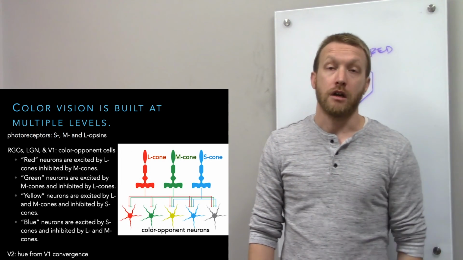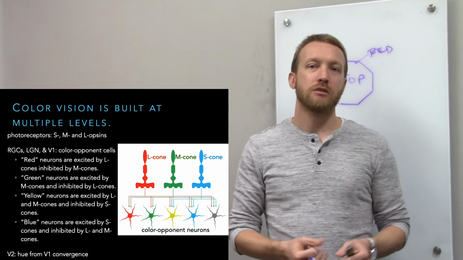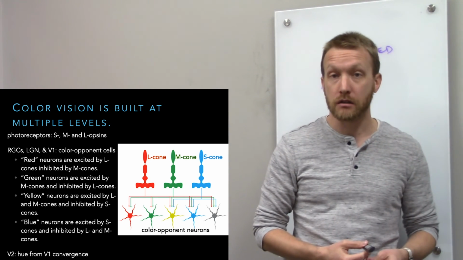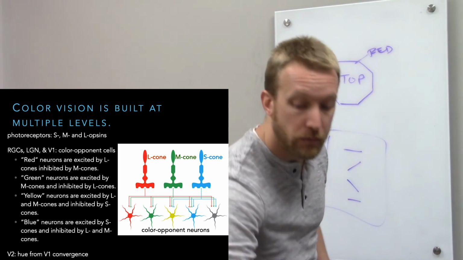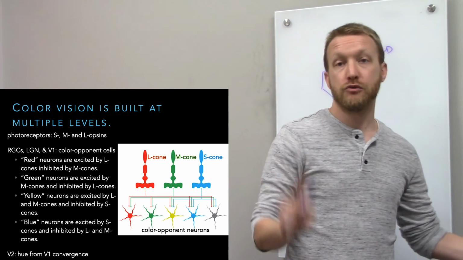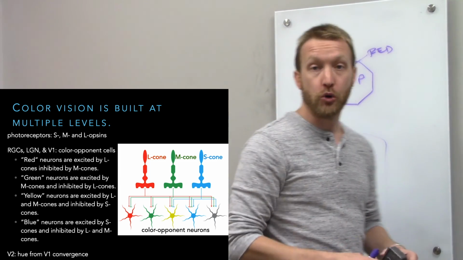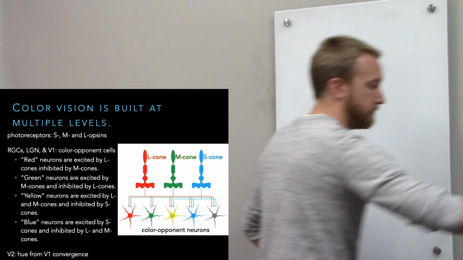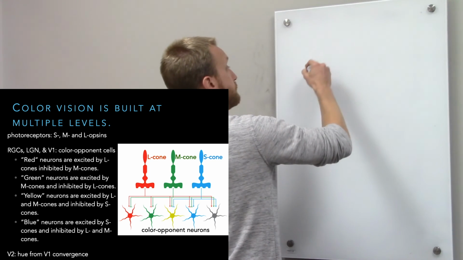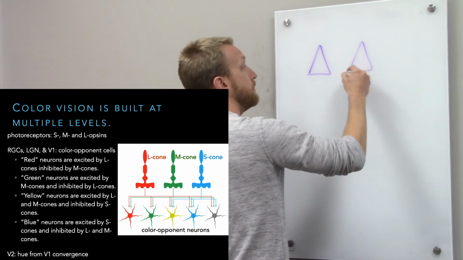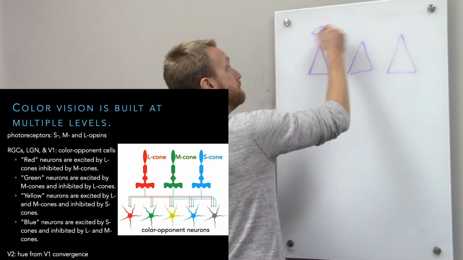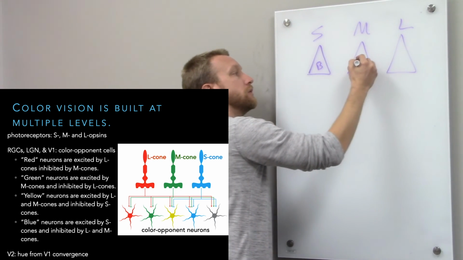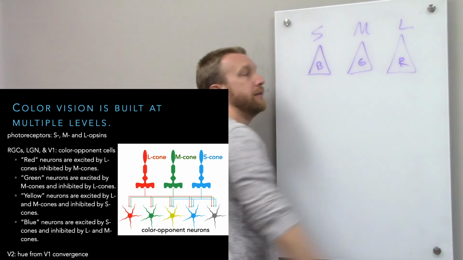We also need to figure out color. This is partly done in the retina, but not that much. We do have some color opponent cells. Color opponent meaning that two colors actually oppose one another. Okay, so we got three cones, right? S, M, and L. We'll say blue, green, and red.